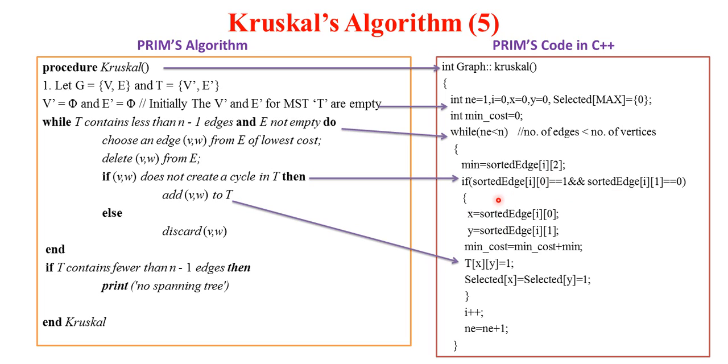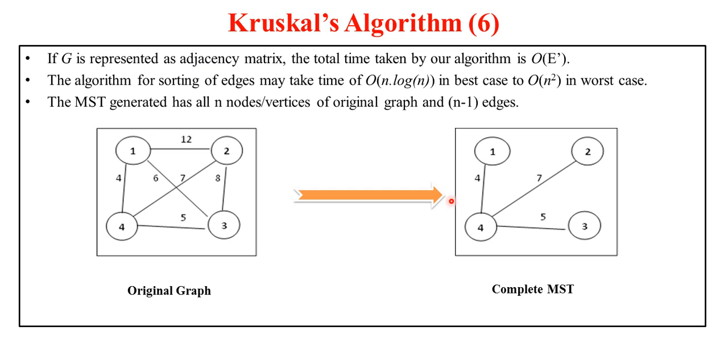Now we'll remember those v and w values as x and y, and we'll add that cost to the minimum cost spanning tree. We'll mark that edge as included in the tree, and we'll also mark those two vertices as selected or already included. Then we'll go to the next edge and increment the number of edges included by 1. So this will keep iterating till all n-1 edges are included in the tree. This is very simple and straightforward.